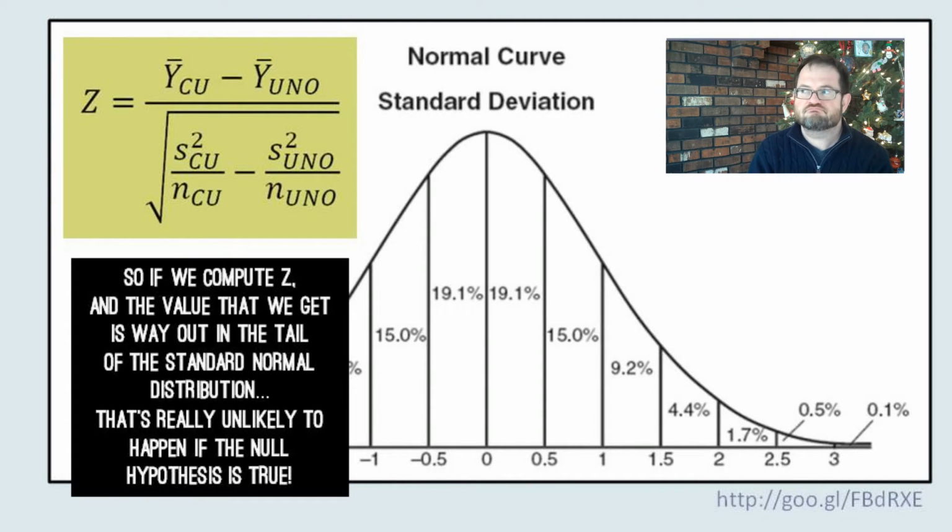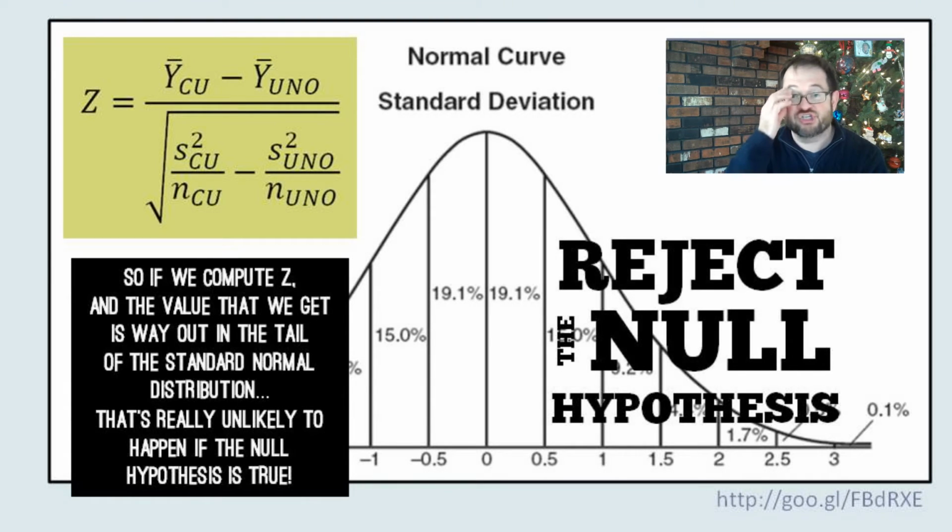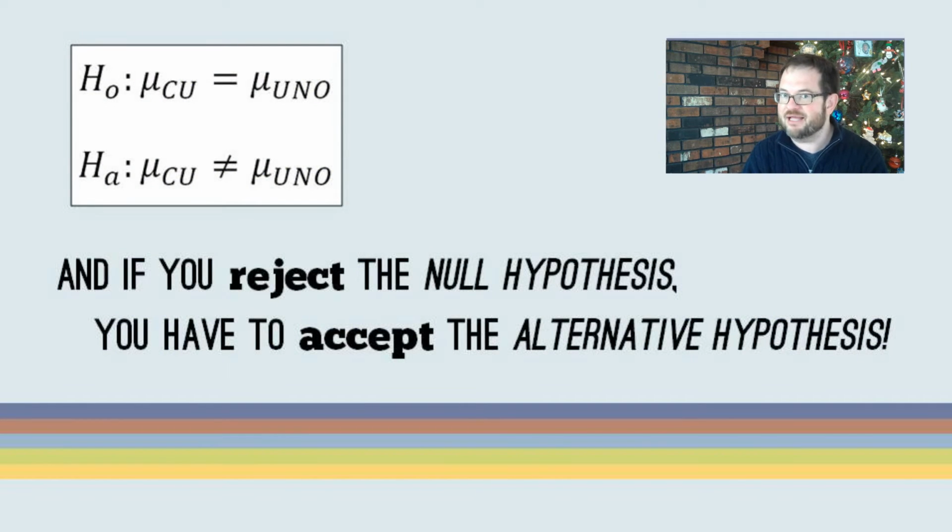Or at least, it probably isn't right, or maybe we can at least say we are going to reject the null hypothesis. We're back to this idea of rejecting the null hypothesis. And remember, if we've rejected that null hypothesis, we've got to accept the alternative hypothesis. They are exhaustive and they are mutually exclusive. Therefore, if you reject one, you have to accept the other.